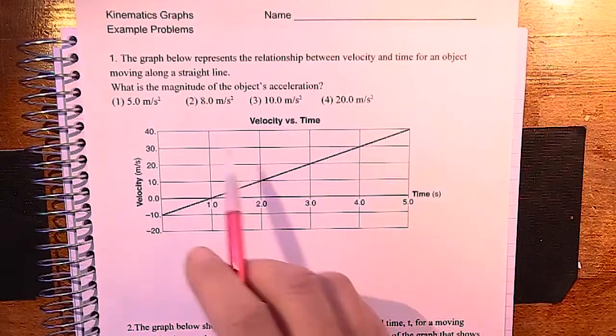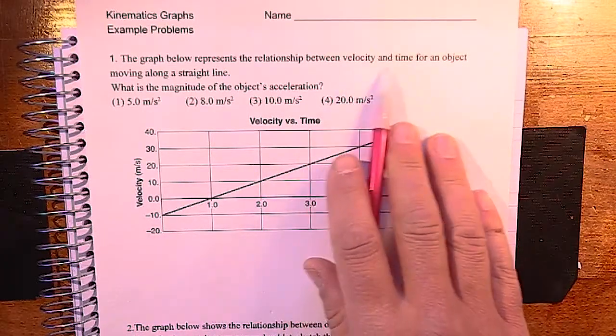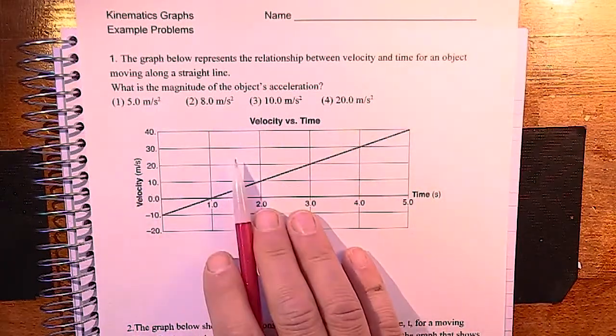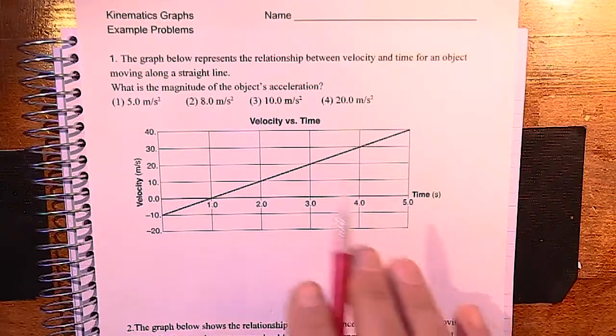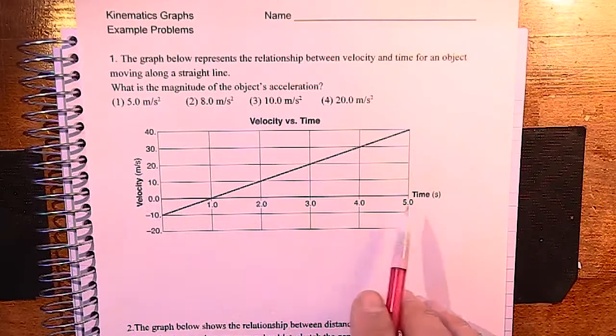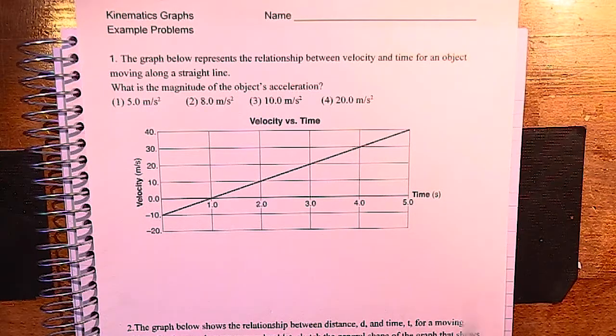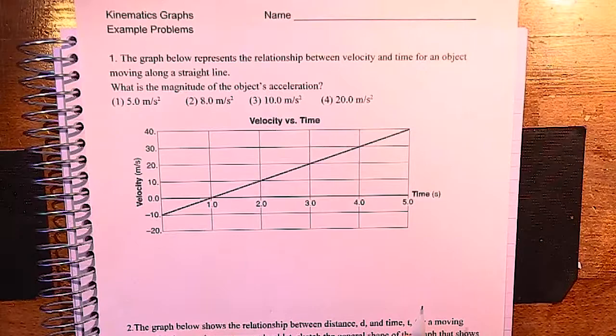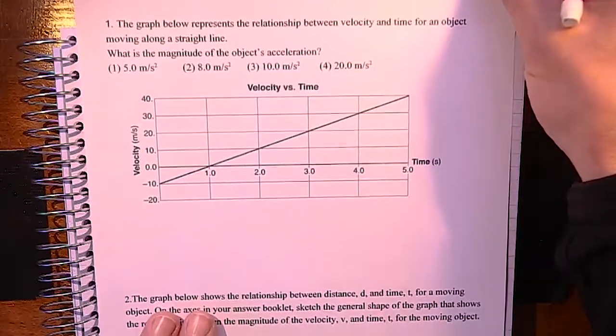So this first question, we have a graph, and it's a velocity and time graph for an object. So we have velocity and time, and it's asking for the acceleration. And we know that the slope of a velocity time graph is acceleration. So really all this question is asking for is what's the acceleration?